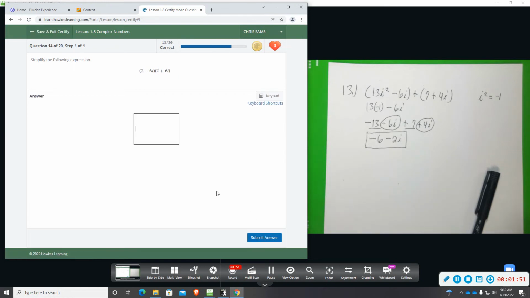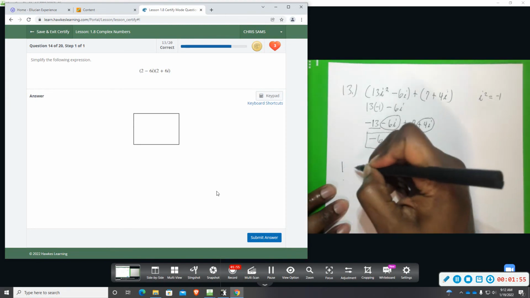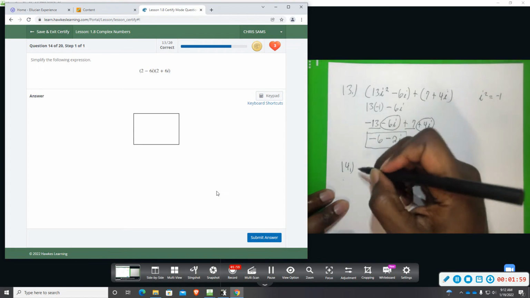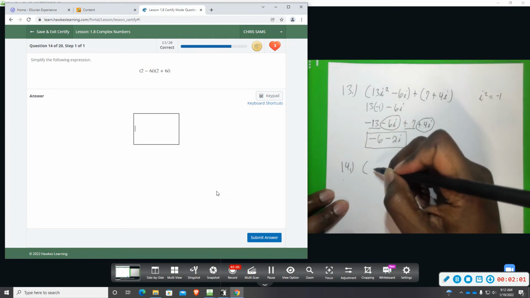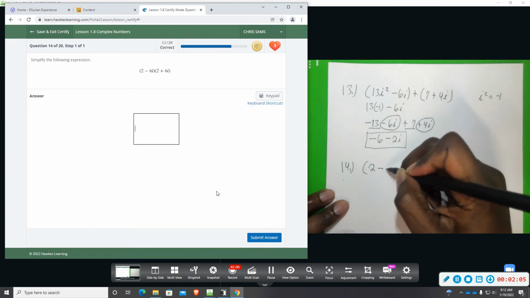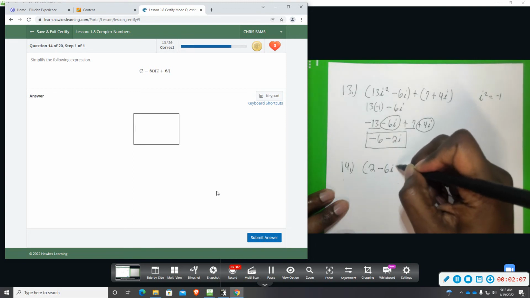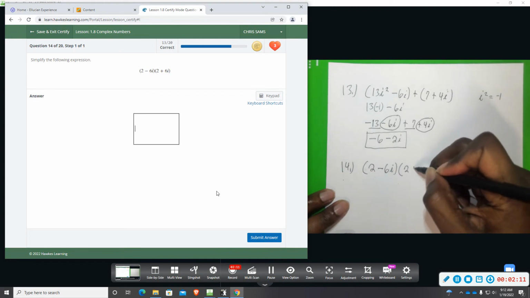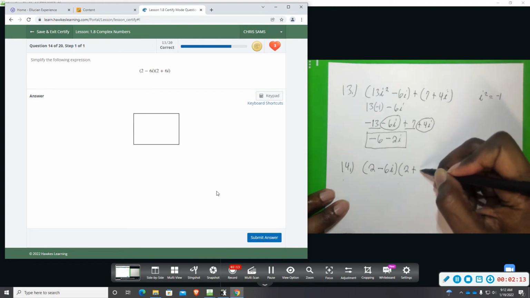Alright, number 14, this time we want to use the distributive property. So we're going to be multiplying or FOILing. That's the term we always use, FOIL. We have 2 minus 6i, and then we have 2 plus 6i.